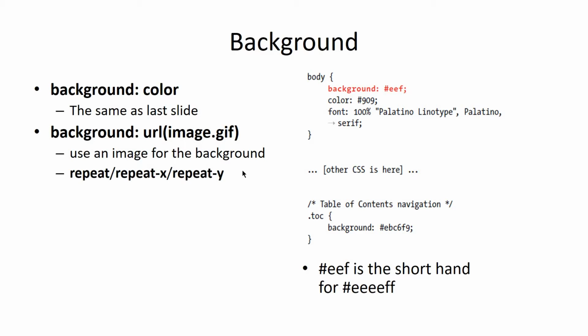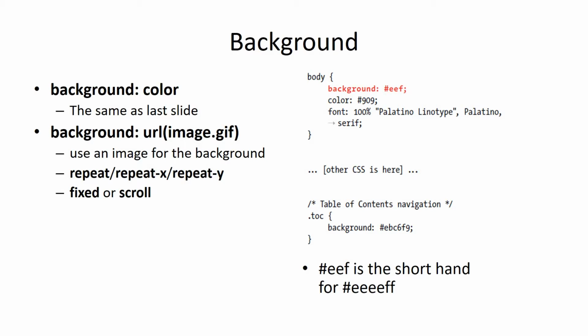And then there are a few options you can use. You can say repeat X, repeat Y, or just repeat. Here, when the image is smaller than the element, then you can repeat it. It's like the tile effect you have when you apply, say, a wallpaper in Windows. Or you can set it to be fixed or scroll. By default, it's scroll. That means if you have a long page and you scroll it down, the background moves with the content. Whereas with fixed, the background image will stay there even as you scroll down the web page.